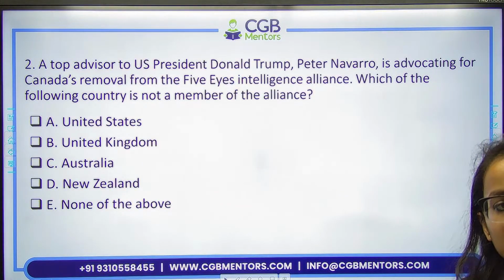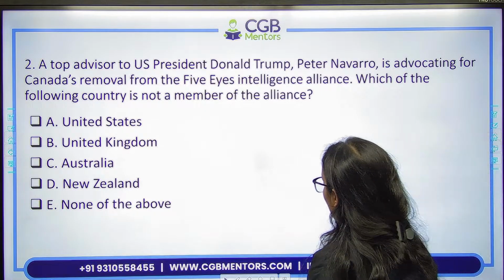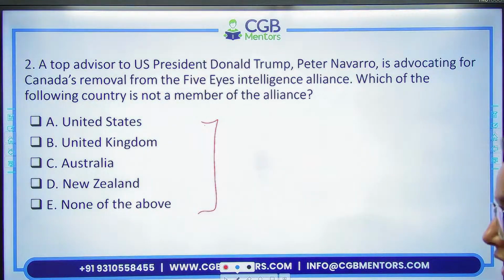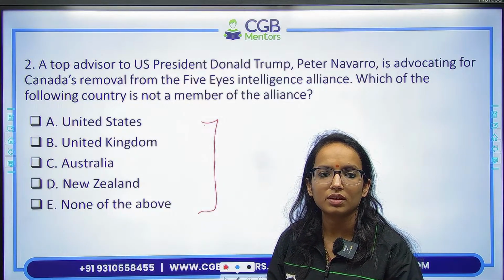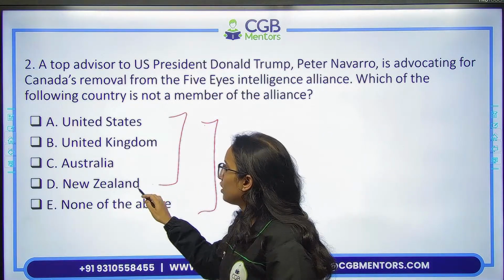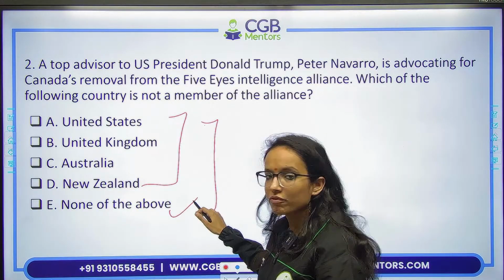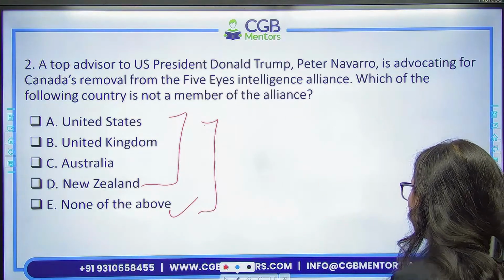A top advisor to US President Donald Trump is advocating for Canada's removal from the Five Eyes Intelligence Alliance. Which of the following countries is not a member of the Five Eyes Intelligence Alliance? US, UK, Australia, New Zealand, none of the above. So all of them are there, right? US, UK, Australia, New Zealand and Canada, all of them are there. So none of the above would be the answer. So all of them are there.